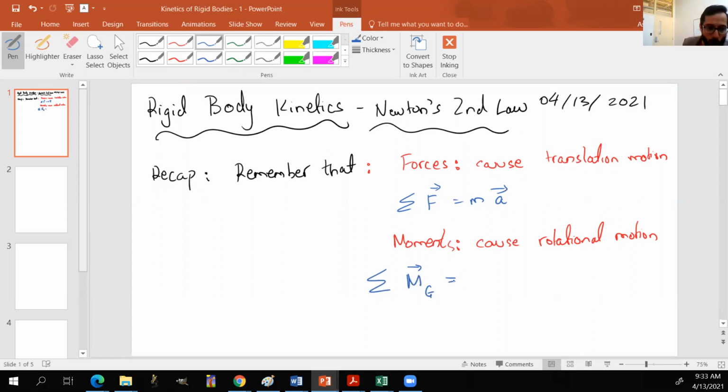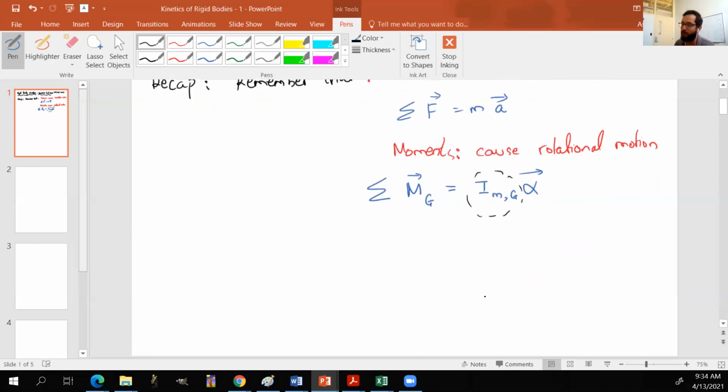So the sum of all moments acting on a body about its center of gravity is equal to a quantity called I, which we're going to call I subscript g, times the angular acceleration acting on your body. And this will be a vector, as we know. So the question is, what is this I? This I is defined as the mass moment of inertia.